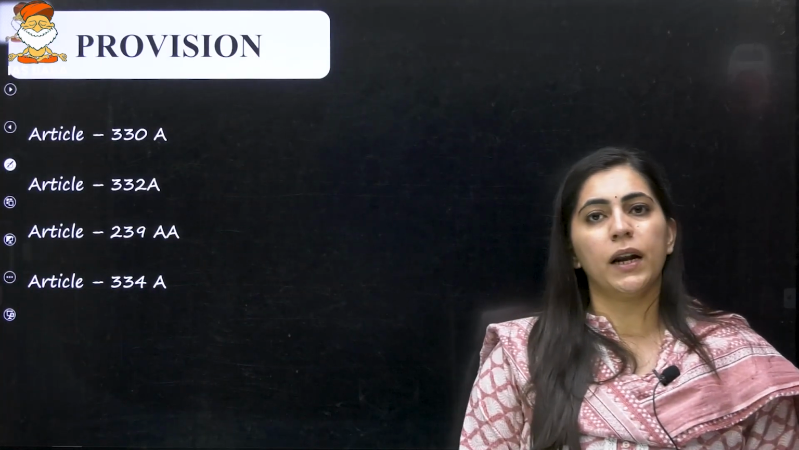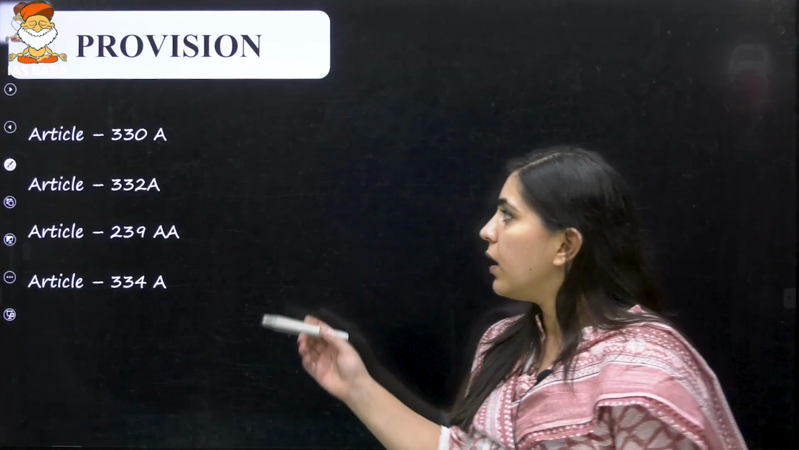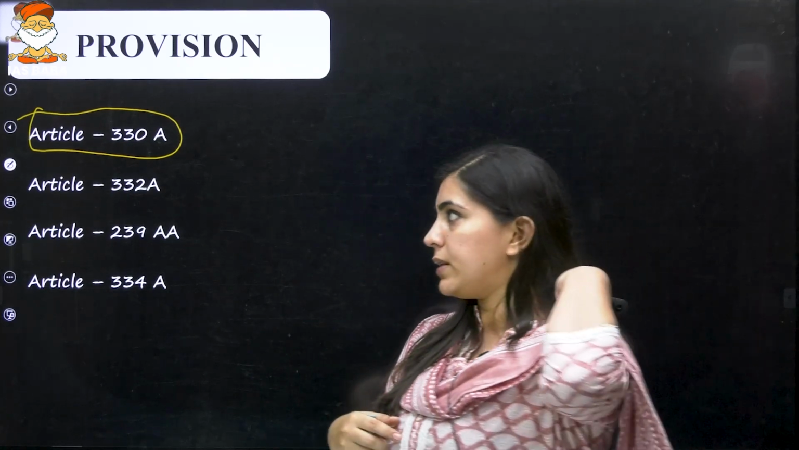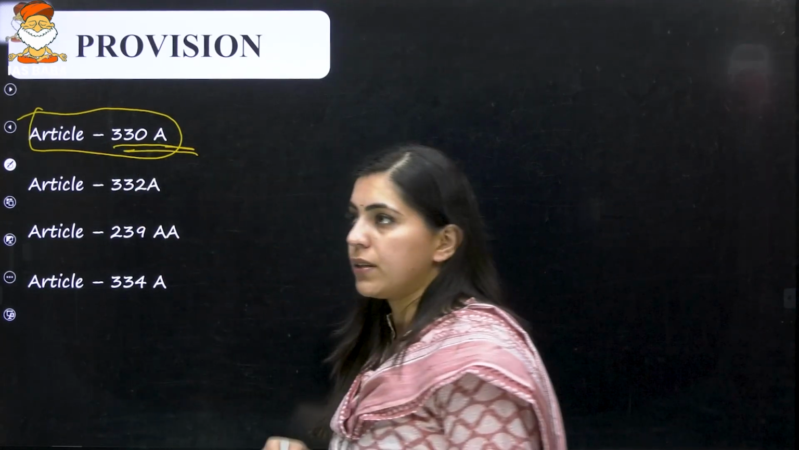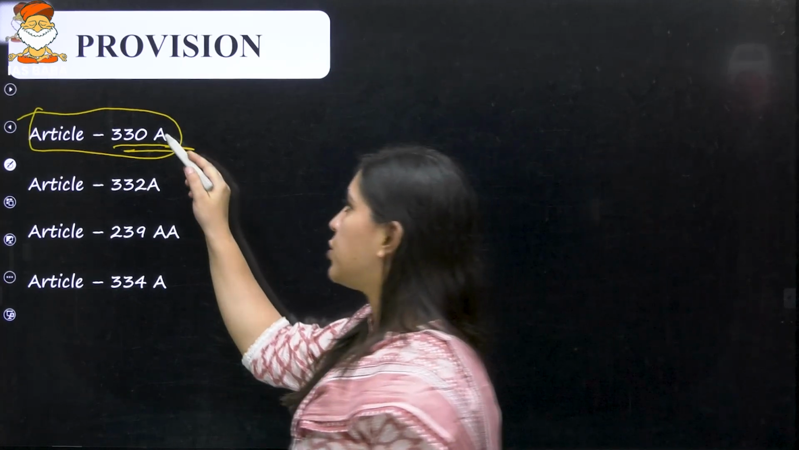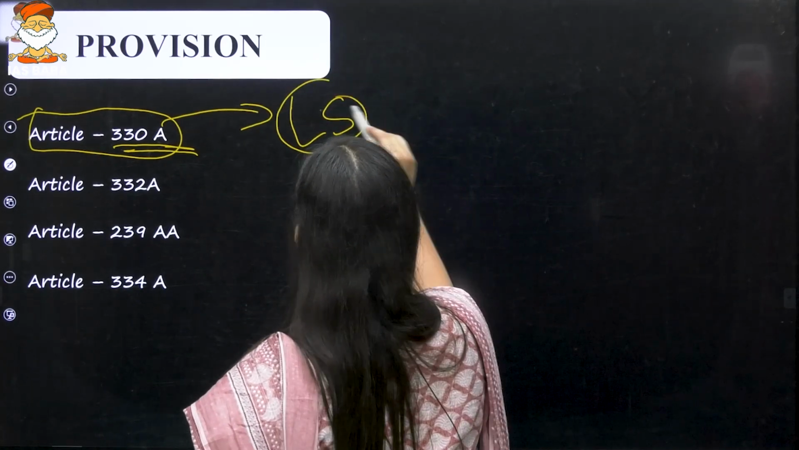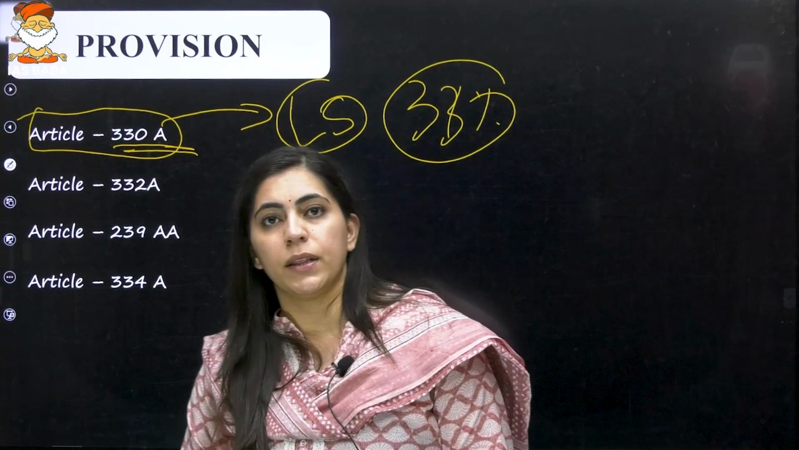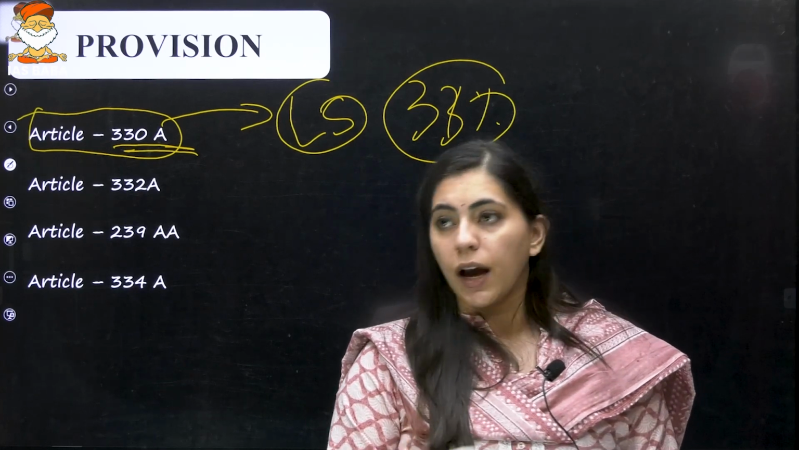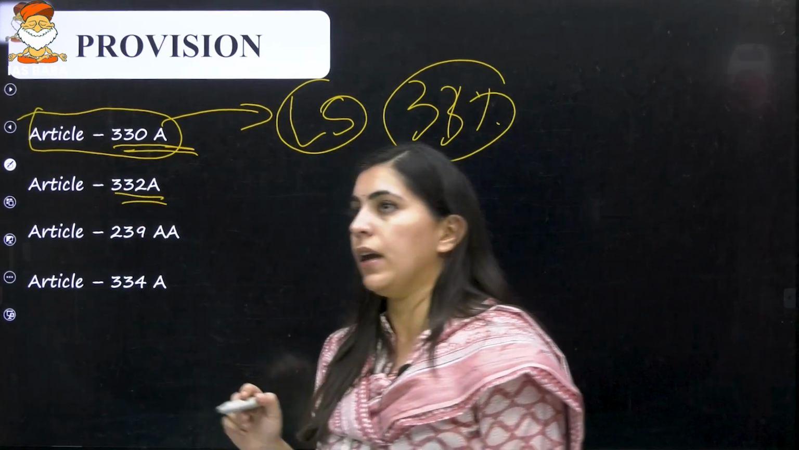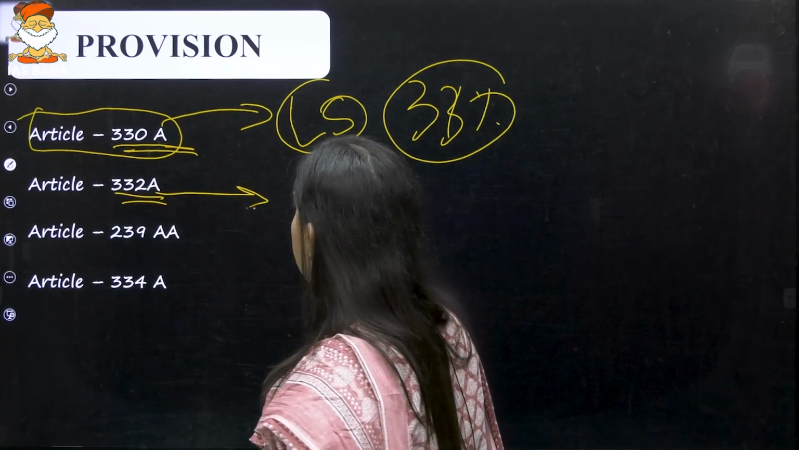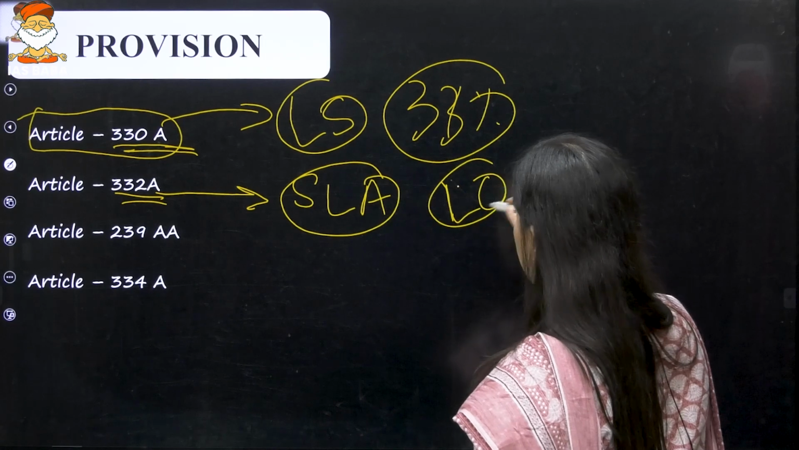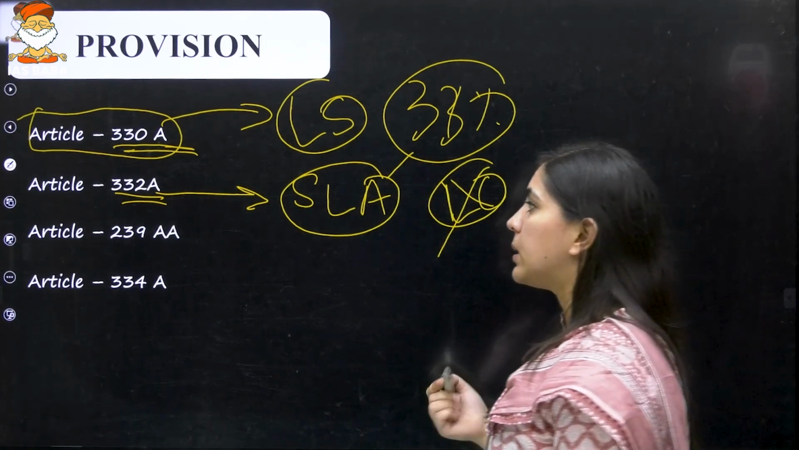Now, I hope that everyone knows some of the provisions, but if you use certain articles in your mains examination, it will help you enrich your answers. So Article 330A of this Act talks about giving reservation to women in the Lok Sabha, right? That is 33%. Now, please remember that it is not giving reservation to women in the Rajya Sabha. Whereas Article 332A talks about giving reservation to women in state legislative assemblies and not legislative councils. Again, the number is the same, that is 33%.